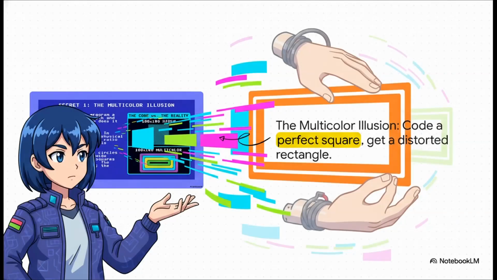Then there was this totally mind-bending distortion. You could write code for a perfect 100 by 100 square. The math is perfect. But when you ran it in multicolor mode, this is what you got: a wide, squat rectangle. So why did this happen? Because the hardware itself physically warped the canvas. Those double-wide pixels meant that even though your math was totally correct, the visual reality was something else entirely. Programmers had to learn to actually code for this distortion.